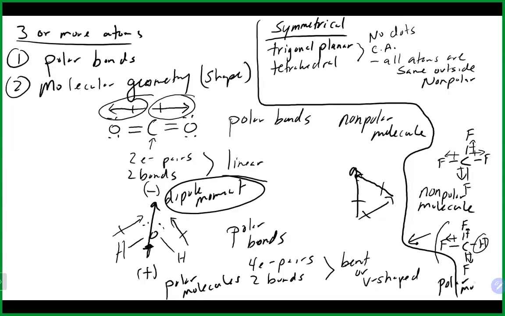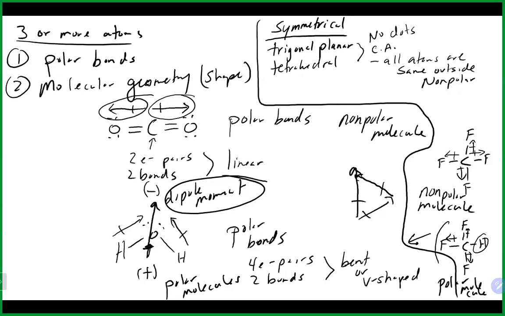So if you have a symmetrical geometry where everything on the outside is the same, no dots on the central atom, it is going to be nonpolar. If you swap out one of those atoms for something different, and they're not all the same on the outside, it probably is then going to become polar. Any questions on that there?